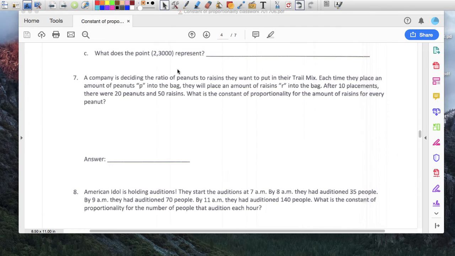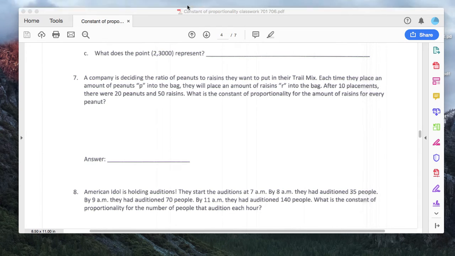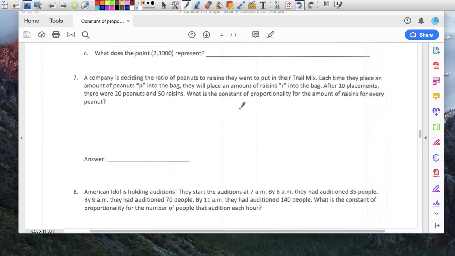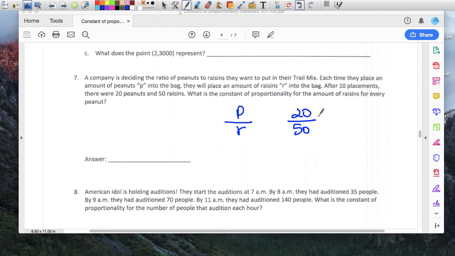A company selling something. The ratio here is P to R, right? So 20 peanuts over 50 raisins. 20p over, so that's your relationship. Where's the constant of proportionality?